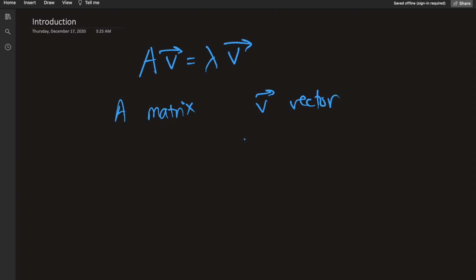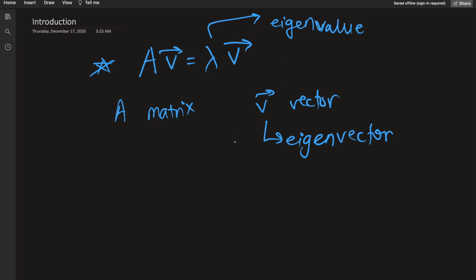Now let me introduce the idea of eigenvalues and eigenvectors. Consider a system like this: A v vector is equal to lambda times v vector, where A is a matrix and v is a vector. If you have such a system, and this is a special type of system, this vector is called the eigenvector, and this lambda, which is a scalar, is called the eigenvalue.